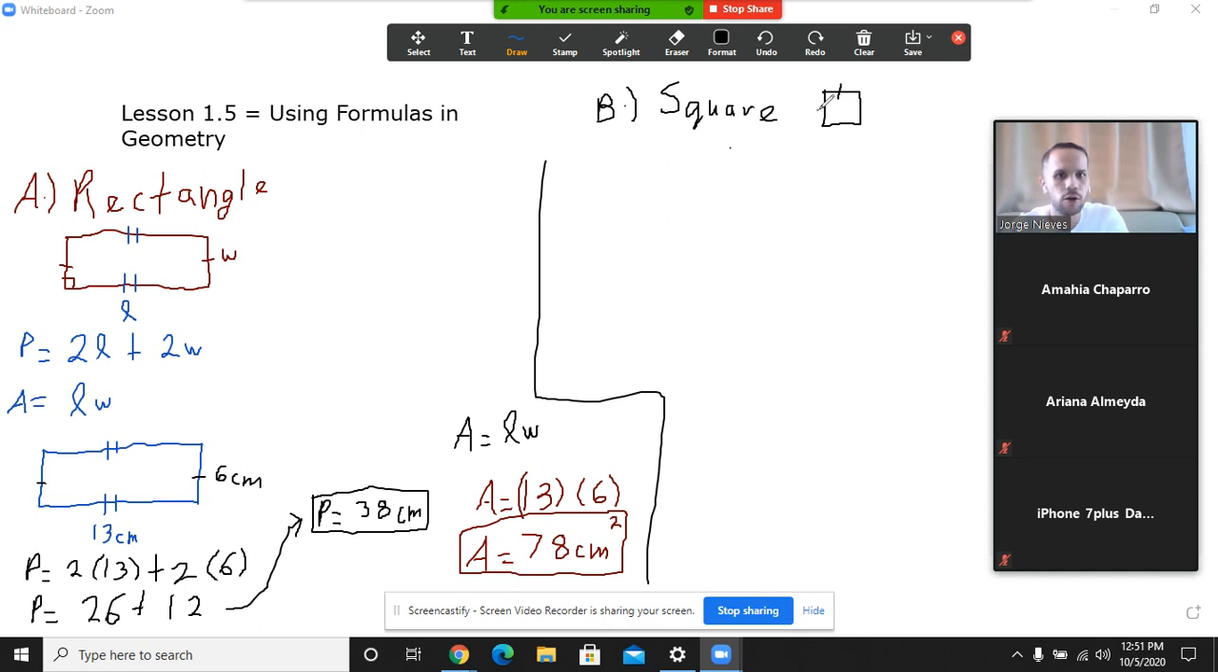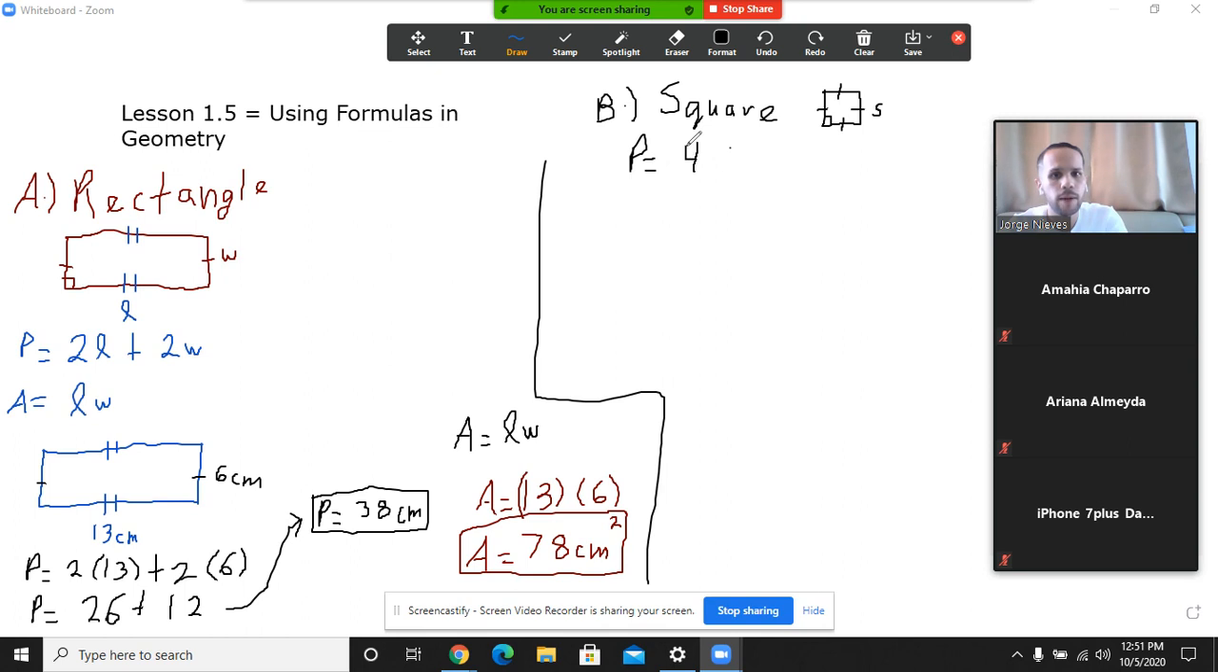So all the sides are going to be the same measure. And we call the sides, students, S, meaning side, ¿verdad? Que son los lados. And the formulas of a square were the following. To find the perimeter, we say that the perimeter is equal to 4 times the S.